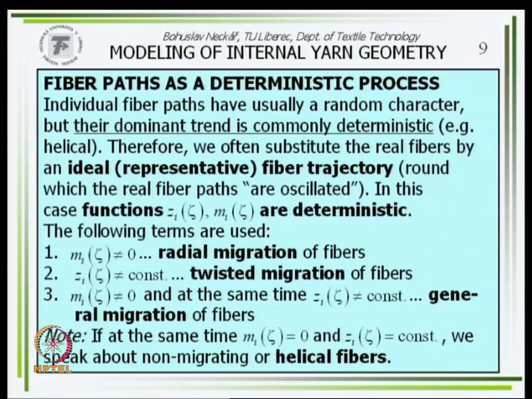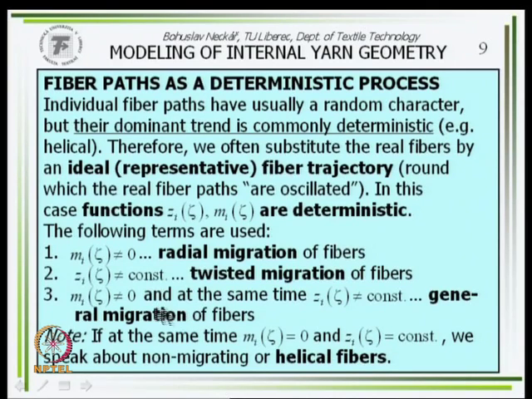The second concept is to interpret the fiber paths as a deterministic process. Individual fiber paths usually have a random character, but their dominant trend is commonly deterministic, for example, helical. Therefore, we often substitute the real fibers by an ideal representative fiber trajectory around which the real fiber paths, we can say intuitively, oscillate. Okay? Then, based on our functions zi(zeta), mi(zeta), this couple of functions must be deterministic, not probabilistic.